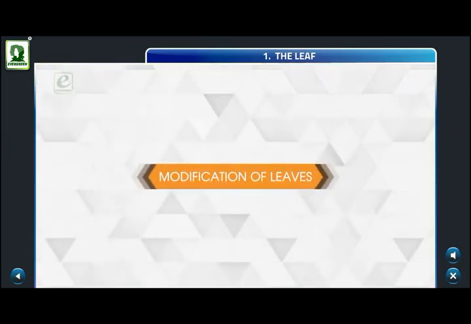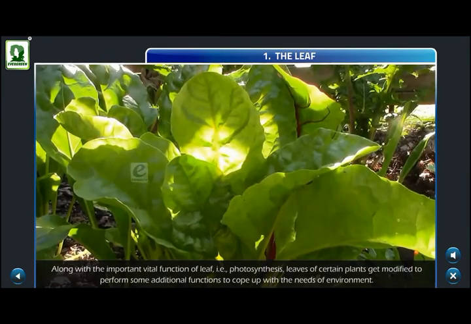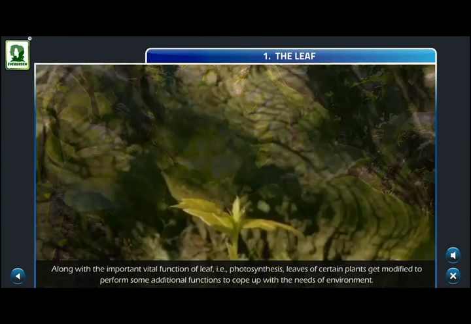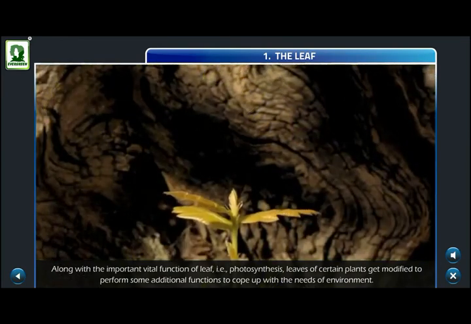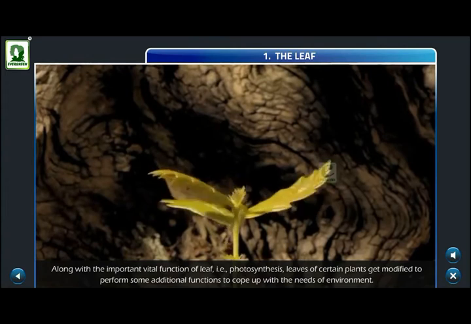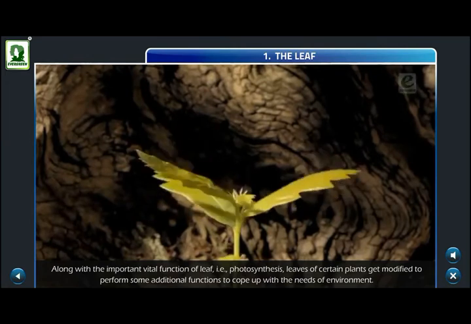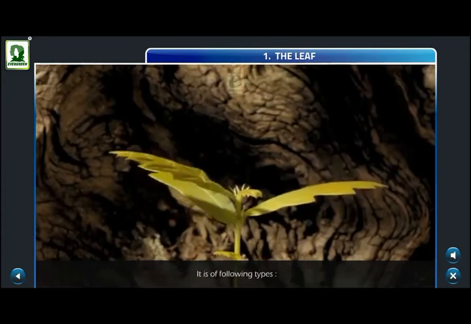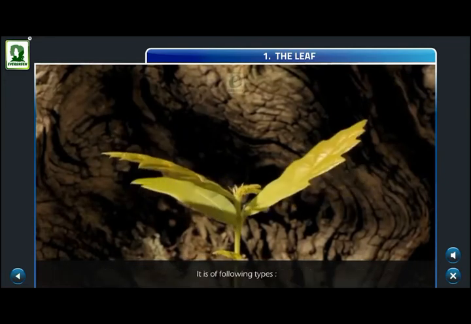Modification of leaves. Along with the important vital function of leaf, that is photosynthesis, leaves of certain plants get modified to perform some additional functions to cope up with the needs of environment. It is of following types.